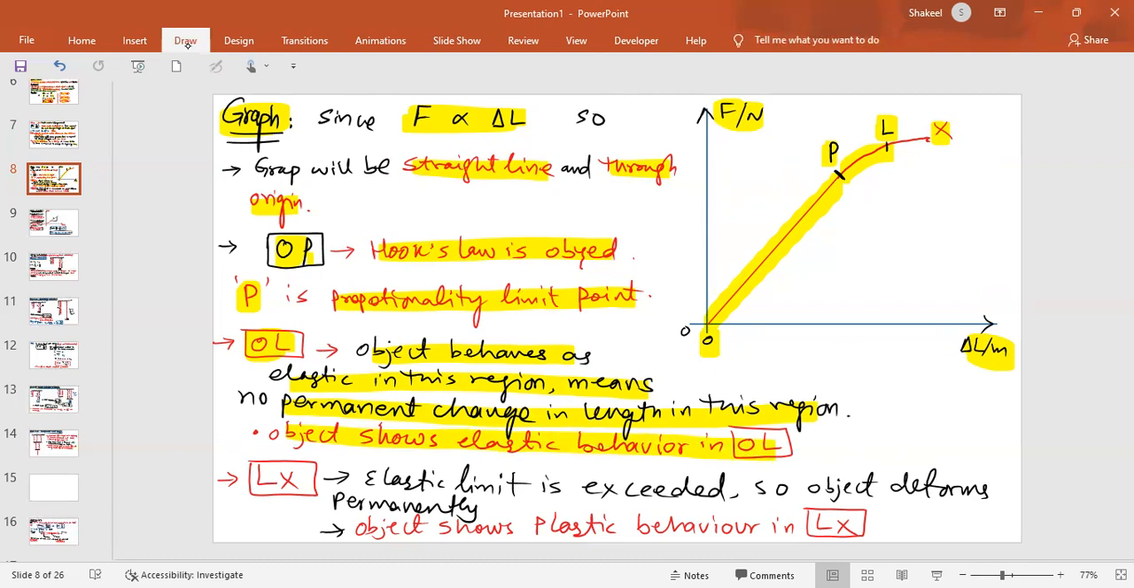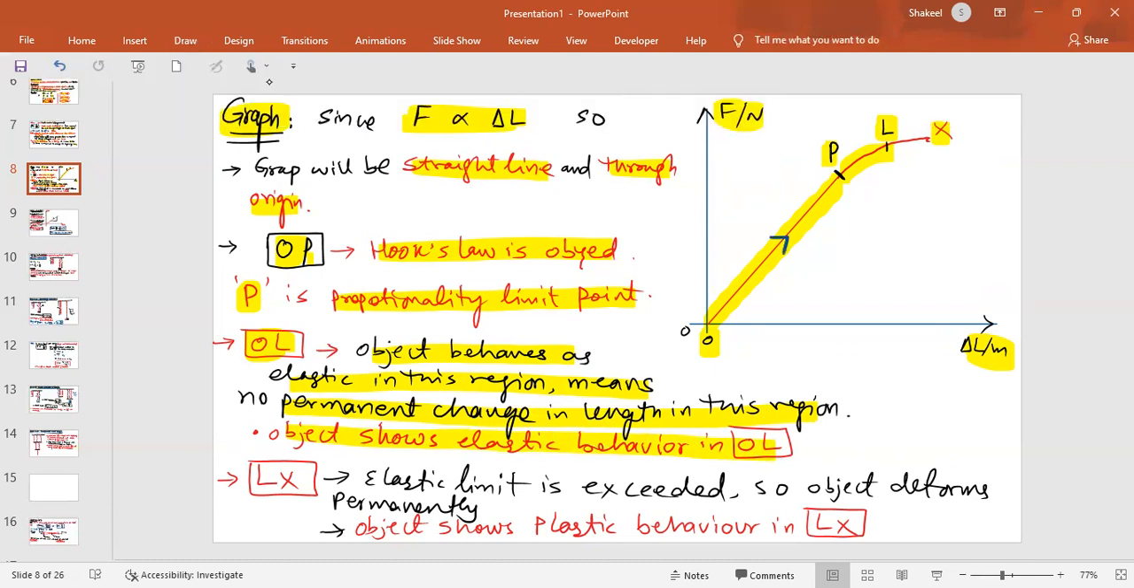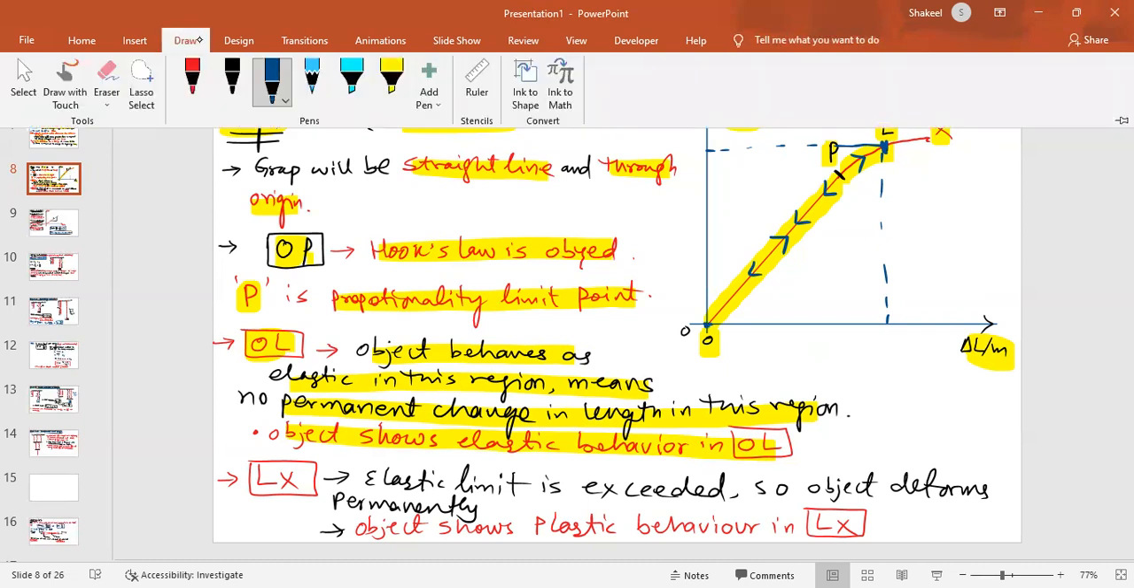It means that if you load the object, let's say, so that it will reach till L, like this is the force and this is the extension. And if you start removing the force from L, like you would not cross L and you start removing the force, then the object will get back from the same position to the zero. It means that there would be no permanent change in length. So in OL, object is showing elastic behavior.